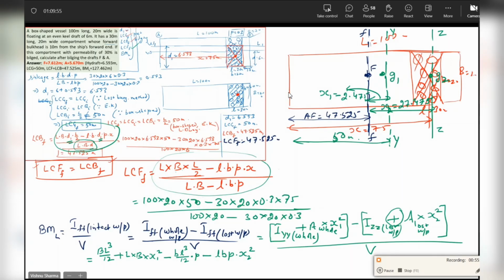Please review. Divided by the volume of displacement. Under Lost Buoyancy Method, volume of displacement will be LBD. And now I'll put the values, pick up the calculator and obtain BML.